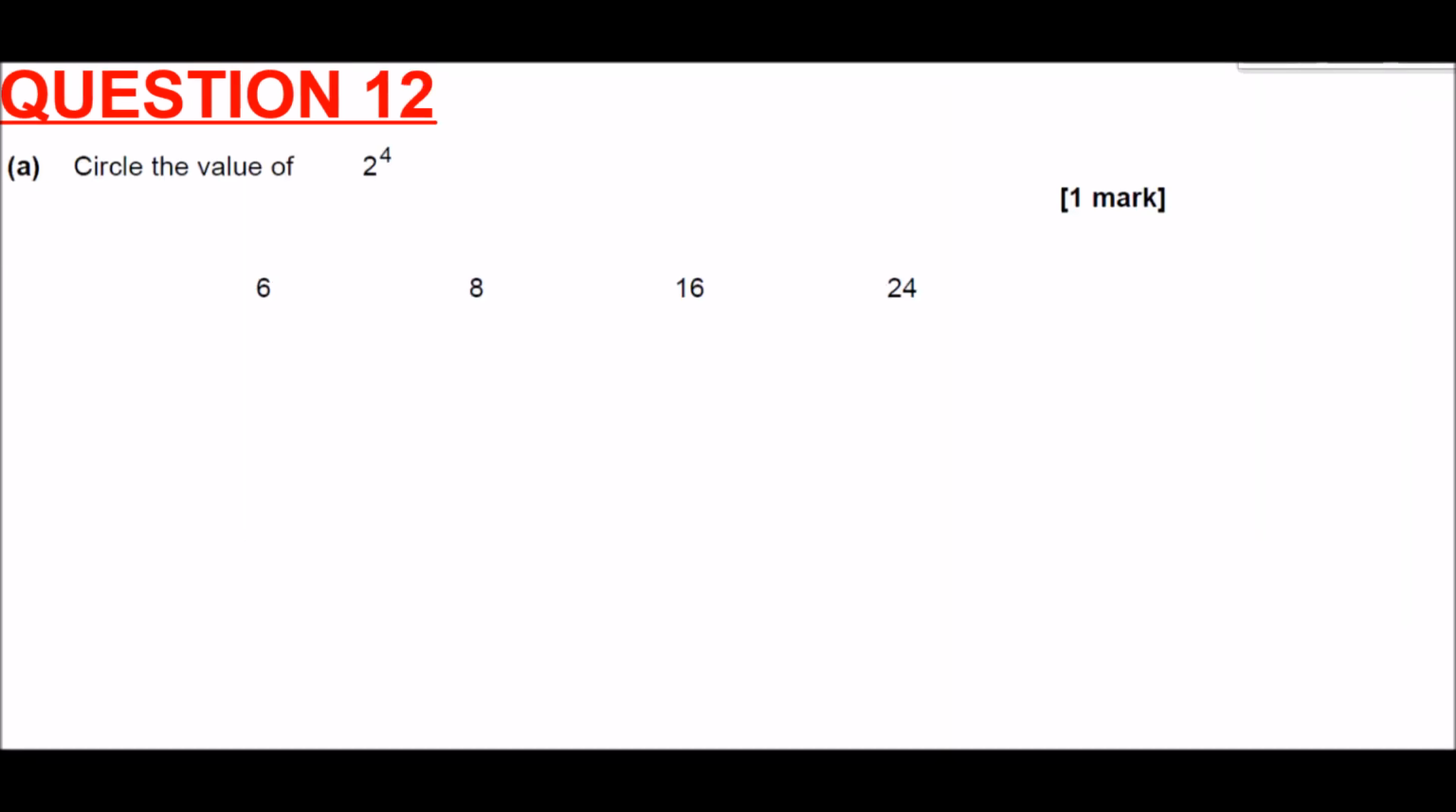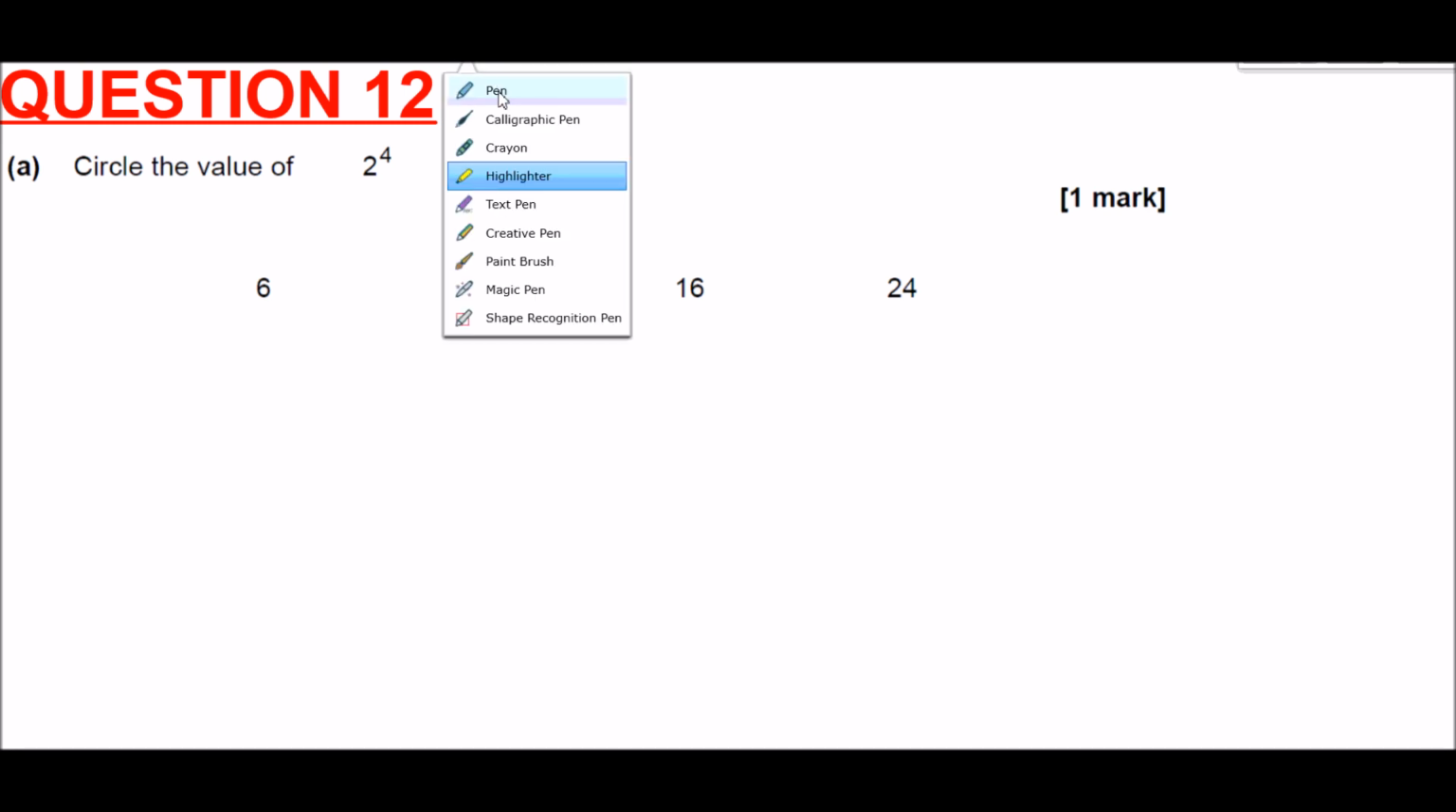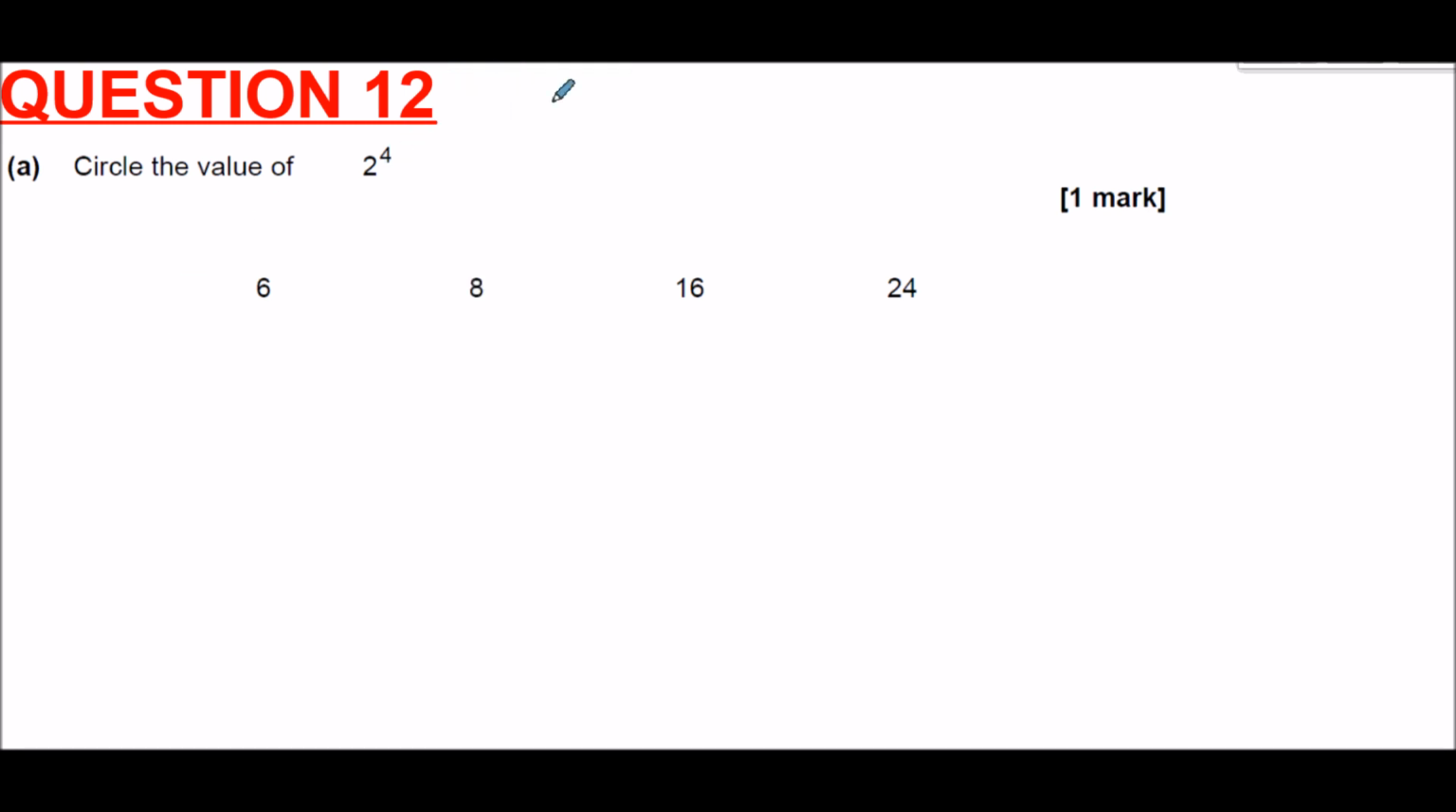Question 12. We need to find the value of 2 to the power 4. So the power 4 means we're multiplying the 2 by itself 4 times in a row. And so 2 times 2 times 2 times 2 is what it means. So first of all, 2 times 2 is 4. 4 times 2 is 8. Then finally, 8 multiplied by 2 again would be 16. So the final answer is 16.